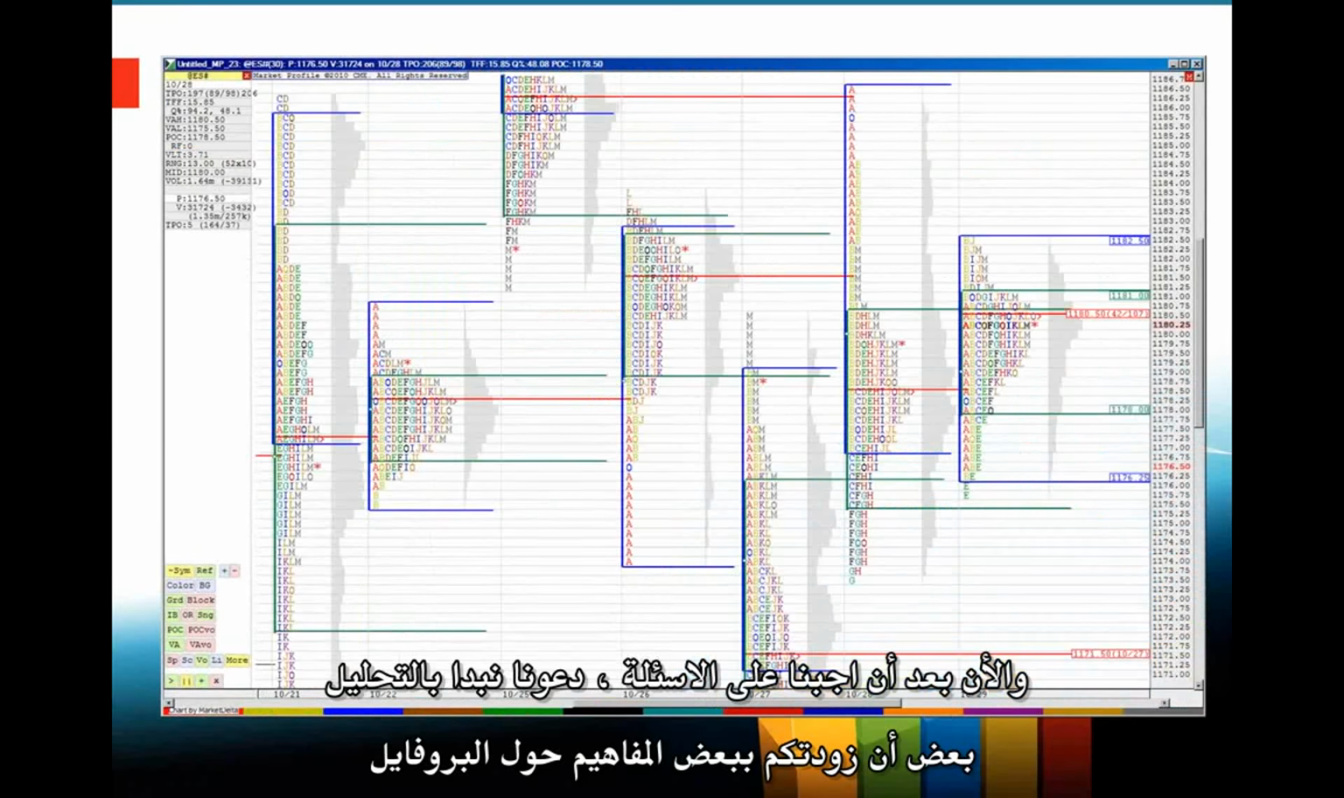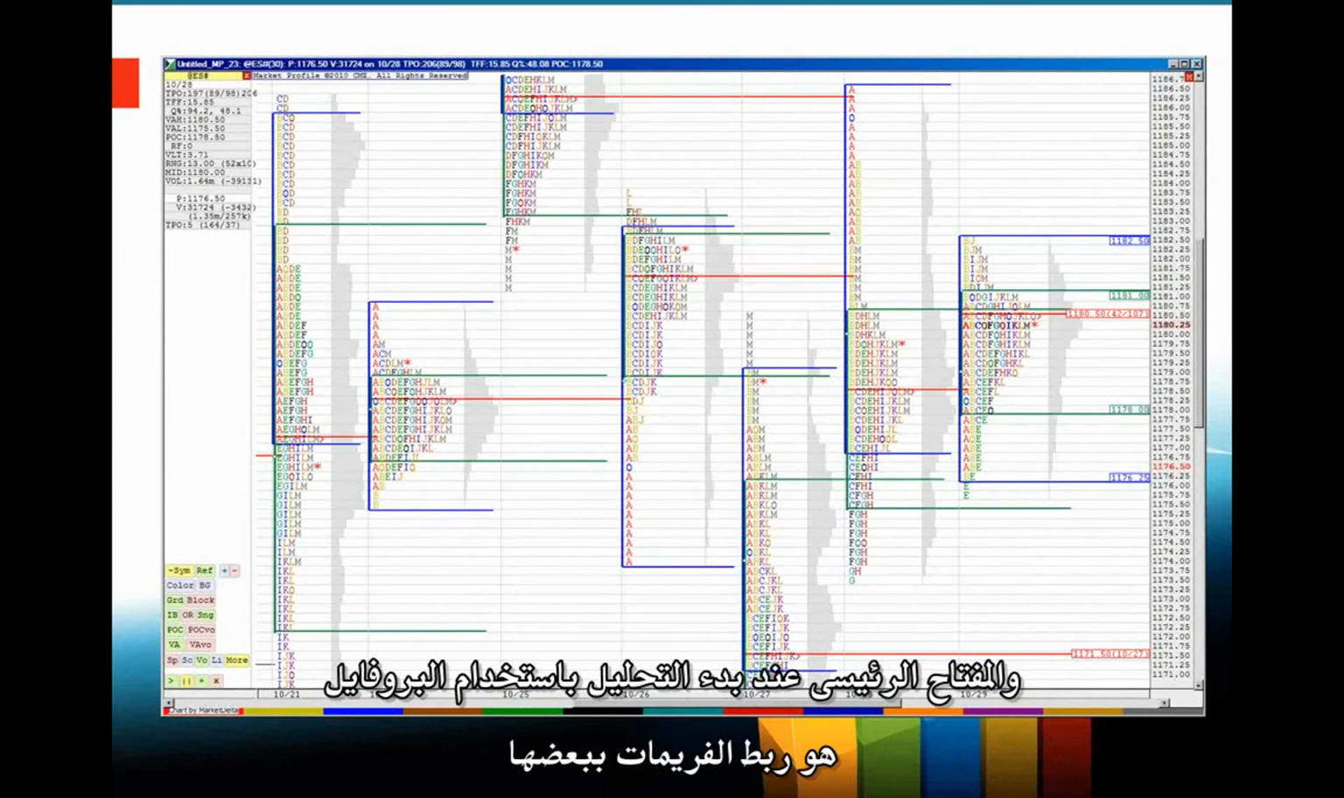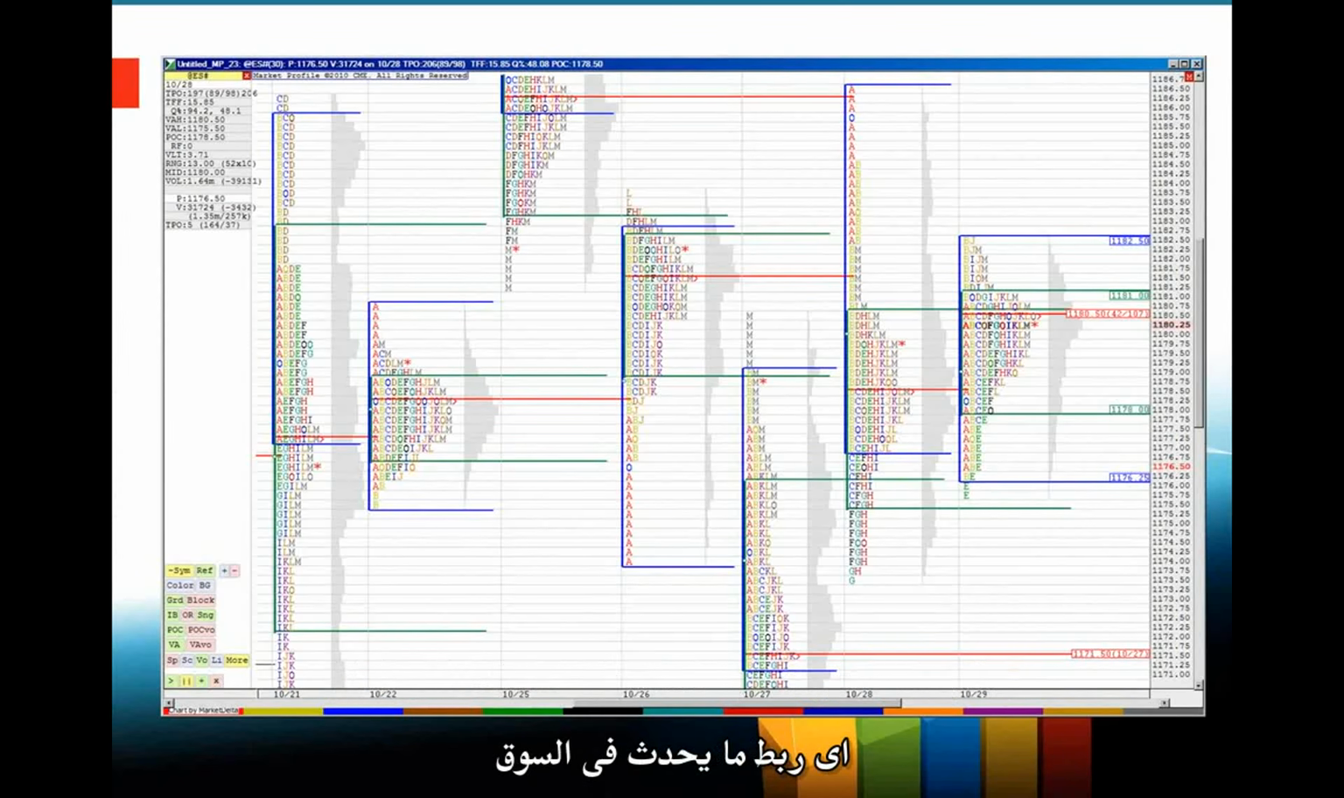I've armed you with some key fundamental concepts about the profile. You at least now know how to distinguish between an imbalanced and a balanced market, and you know that a balanced market basically tells me that there's uncertainty in the market. And the key thing that we have to do when we begin analyzing using the profile chart is look at it in the context of what is happening in the market.